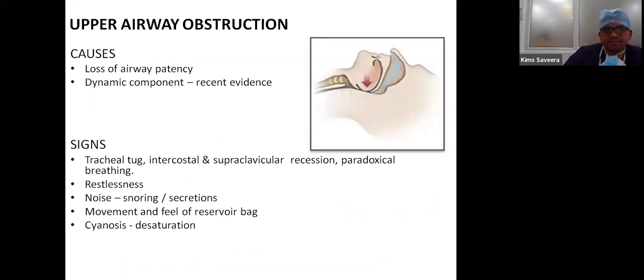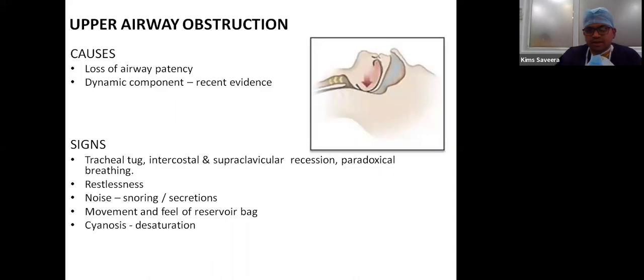If we come to upper airway obstruction, this is the main pathophysiology that we see. We see weakness of the glossopharyngeal muscles, which leads to depression of the tongue and touching of the posterior pharyngeal wall. This is mainly upper airway obstruction, so the airway patency is lost. Then clinically, how can we see that the patient's upper airway is obstructed? We can see tracheal tug, use of intercostal muscles, paradoxical breathing, restlessness, noise and snoring. And even if we use an Ambu bag, the reservoir bag doesn't fill and the patient is desaturating with cyanosis.